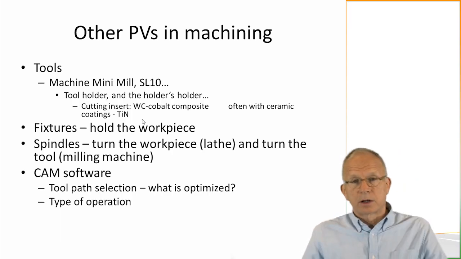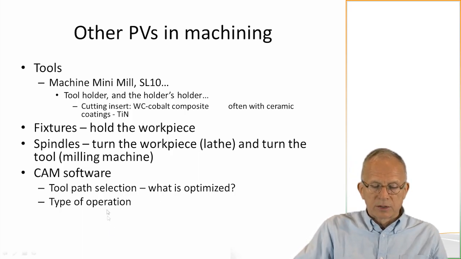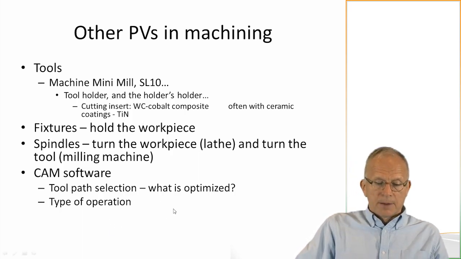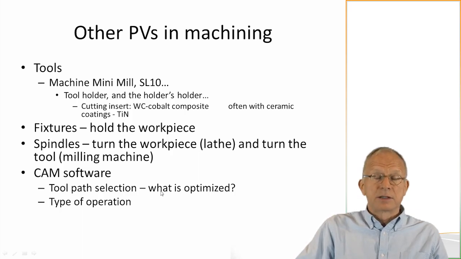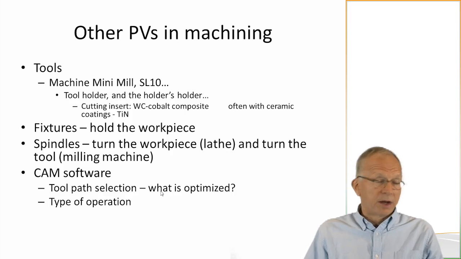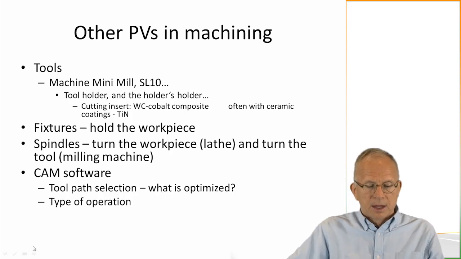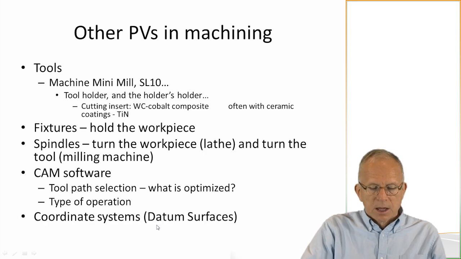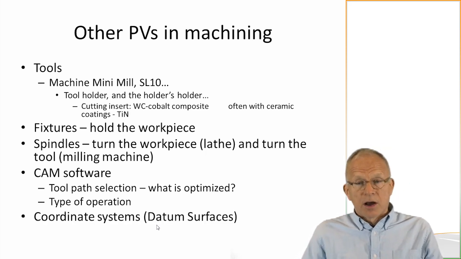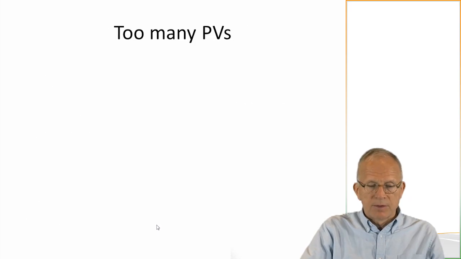The CAM software, computer-aided manufacturing software, that selects the tool path and runs the machine tool, can optimize different things depending on what the customer wants and what the vendor has available. And so sometimes it's tool life that's optimized, sometimes it can be machining time, and then, of course, the type of operation. The coordinate system that's chosen can often make a difference too, so there's quite a few PVs.